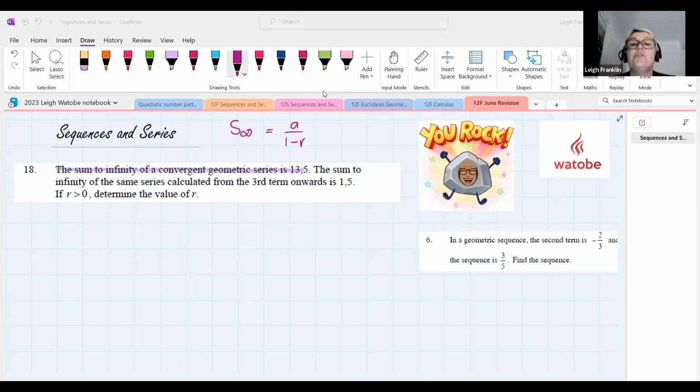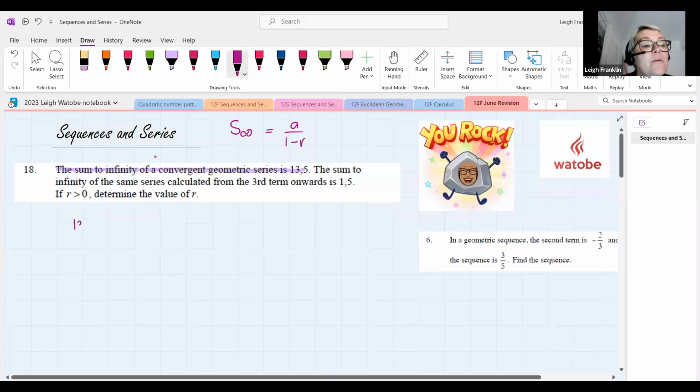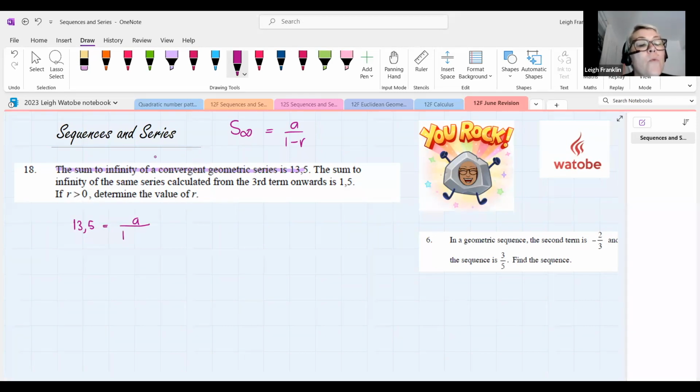Okay, make the equation equal to 13,5. Yes, Chloe, Shantae, Mihlali, good. Absolutely. Well done. Okay, so we're going to take 13,5, sub it in place of sum to infinity, and that would be equal to a over 1 minus r.